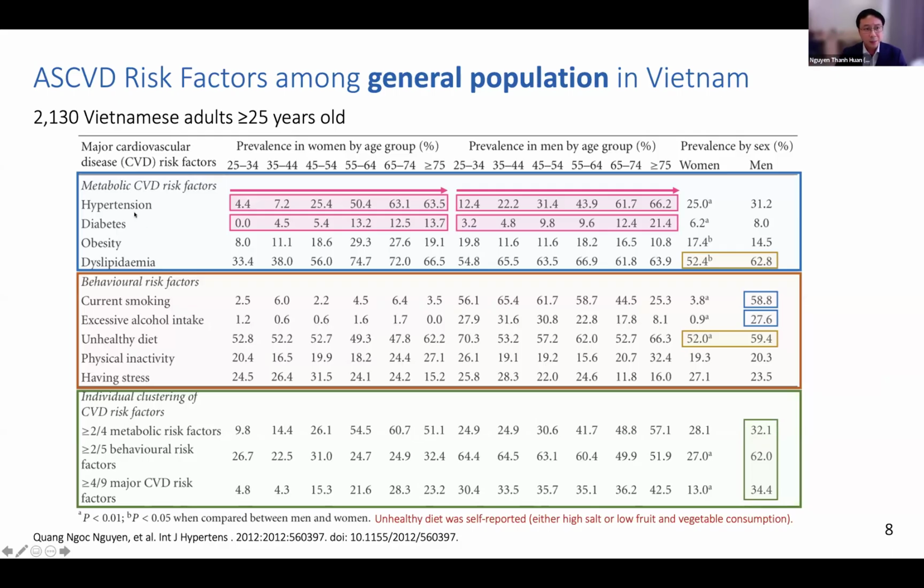You can see here that the prevalence of hypertension and diabetes increases with age in both women and men. Number two is dyslipidemia and unhealthy diet. Unhealthy diet, for example high salt or low fruit and vegetable consumption, is very prevalent in both genders. Thirdly, current smoking and excessive alcohol intake are more prevalent in men than in women. And the last one is that men tend to have more risk factors than women in Vietnam.